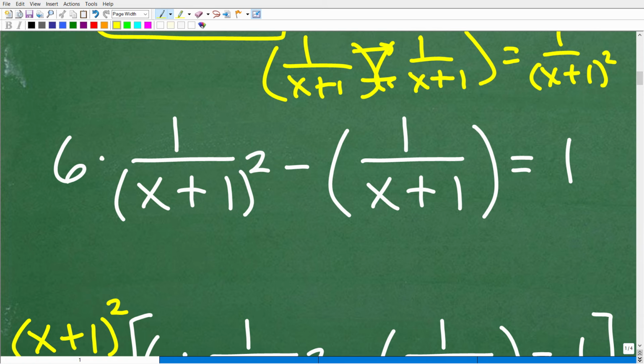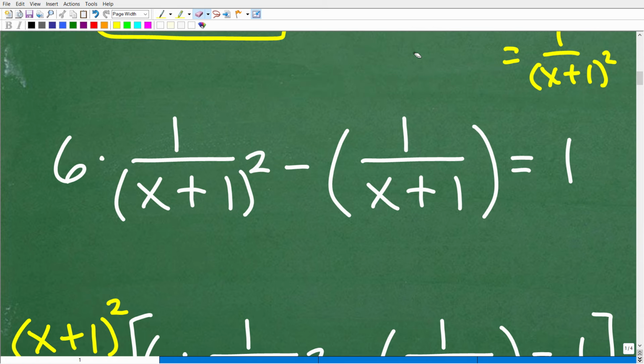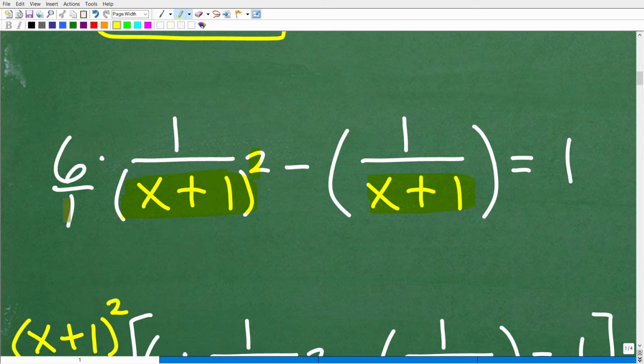Now, the reason why I did that is because now I can look at this rational expression and clearly see the denominator. The denominator here is x plus 1 squared, and the denominator over here is just x plus 1. And now I have this 6, that's really 6 over 1. Here's the denominator.